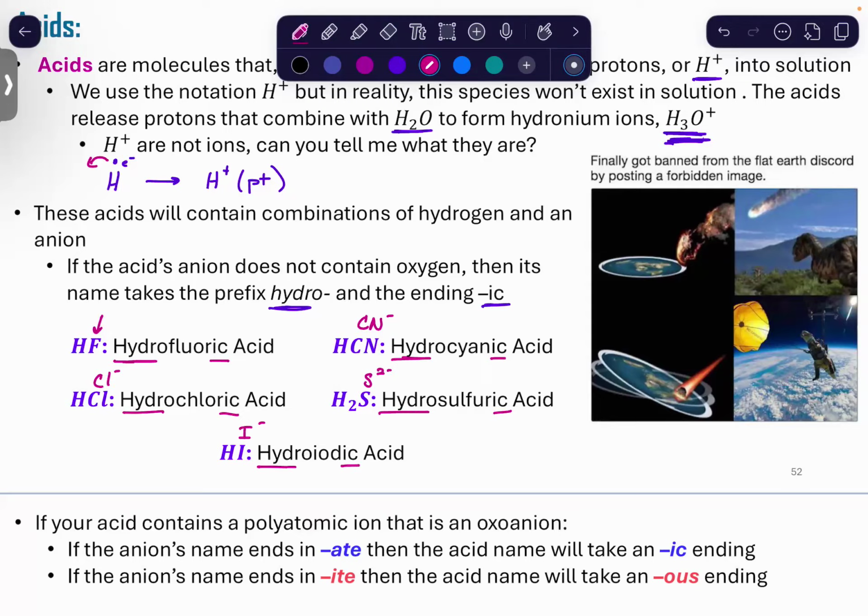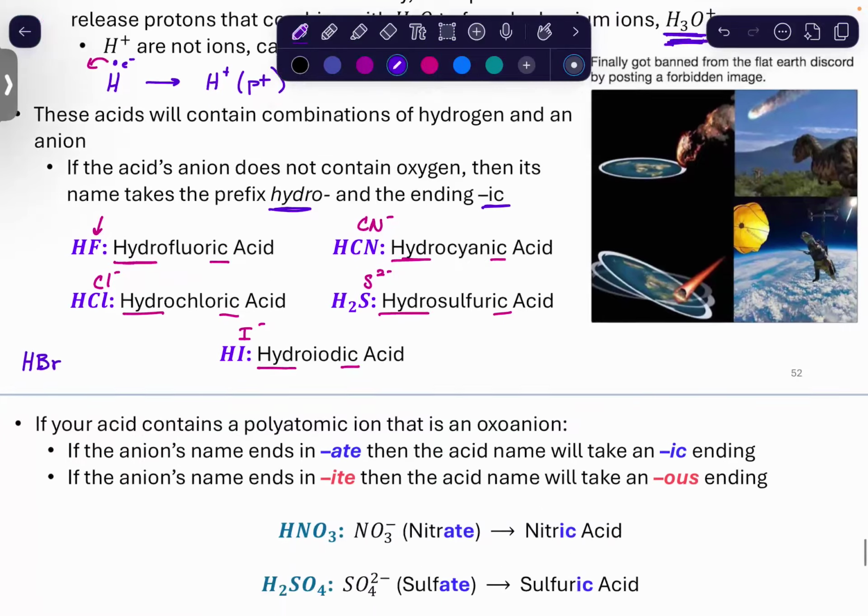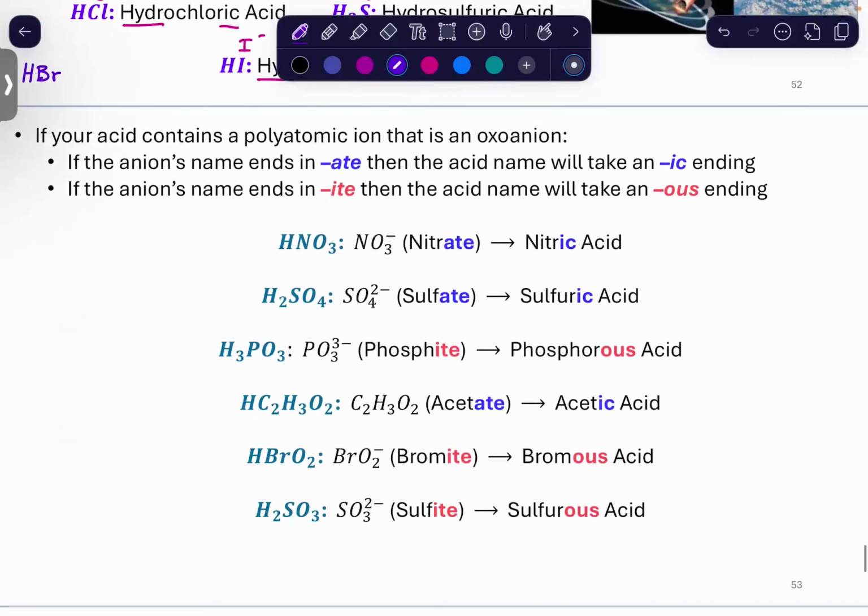So again, for these acids where your anion is not an oxoanion, your acid will take a name beginning with hydro, the base of your anion, and then an IC ending. Let's see what else we could do. HBr, that's hydrobromic acid. Start to get the hang of that. And then of course, how do you deal with the acids made from oxoanions?